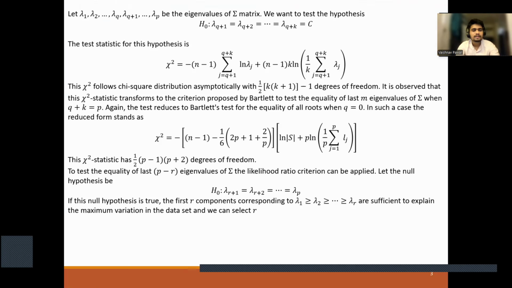Now, in PCA, we test whether eigenvalues are equal or not using the chi-square test. Our null hypothesis is that the selected eigenvalues are equal, and our alternate hypothesis is that these selected eigenvalues are not equal. The chi-square test is used for this purpose. If the null hypothesis is rejected, then we have to continue the process. If the null hypothesis is accepted, we have to stop there and take the first r components.